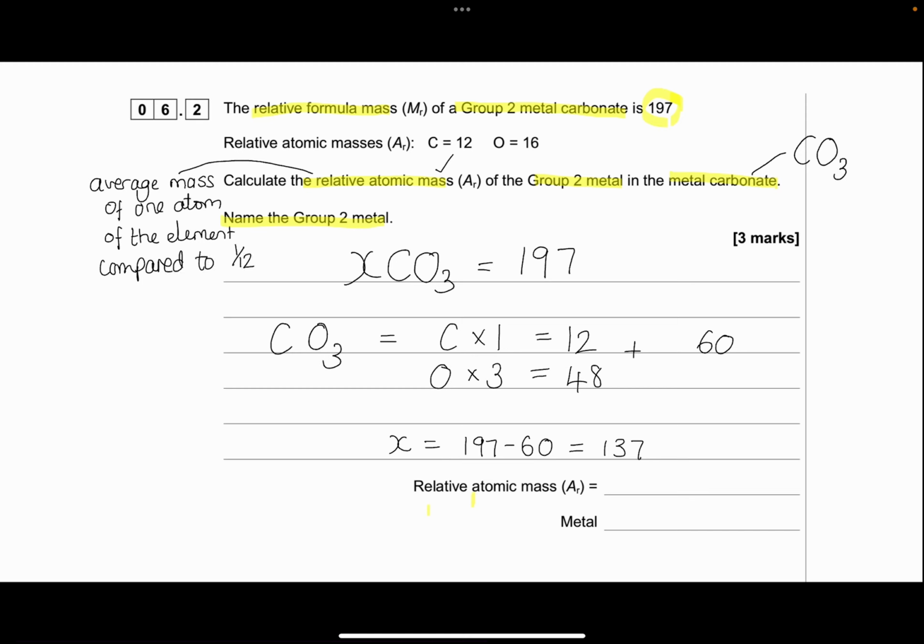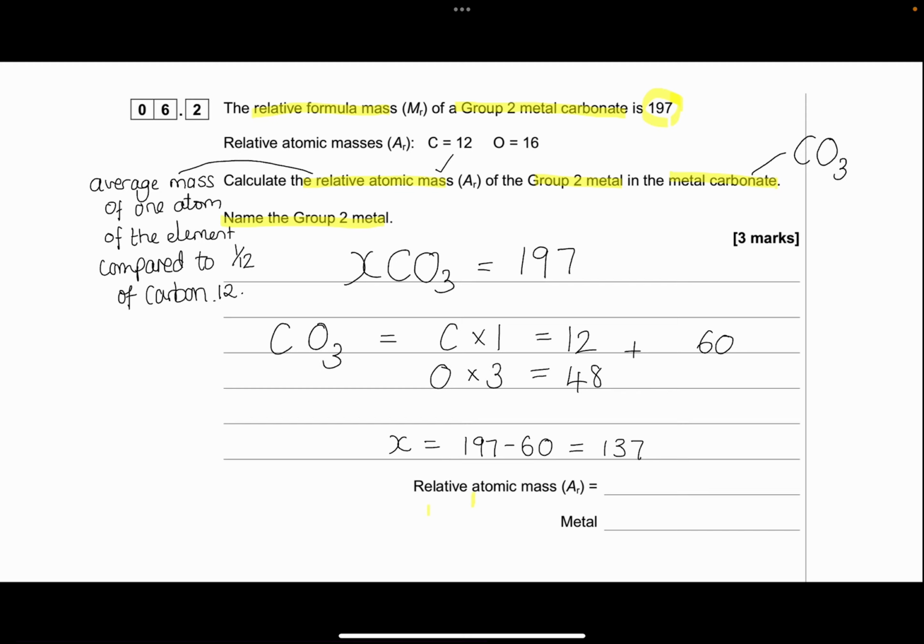Bit of a mouthful, but there'll be 2 marks if this definition comes up. The first mark is for saying it's the average mass of one atom of the element, and the second part for saying what it is compared to, that 1/12 of carbon-12. 1/12 of 12 is 1, so comparing it really to 1.